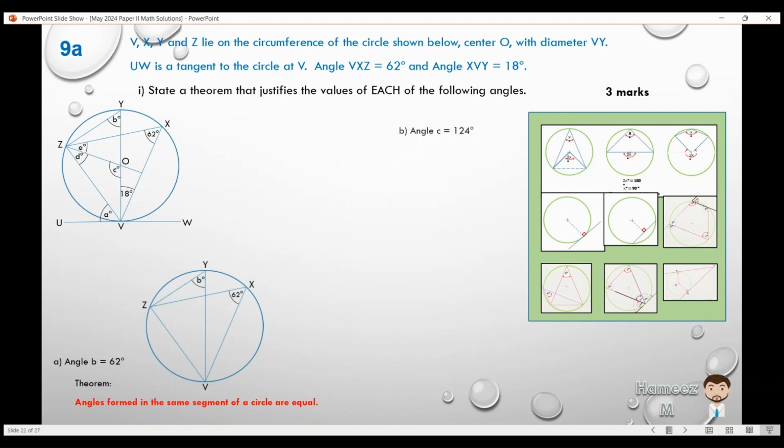Let's go on to part B. Angle C is equal to 124 degrees. So if we look at angle C, that means angle C is formed from OZ and OV, so it must involve that. And how could they get 124 degrees? Well, let's pull it out so you can see it easier.